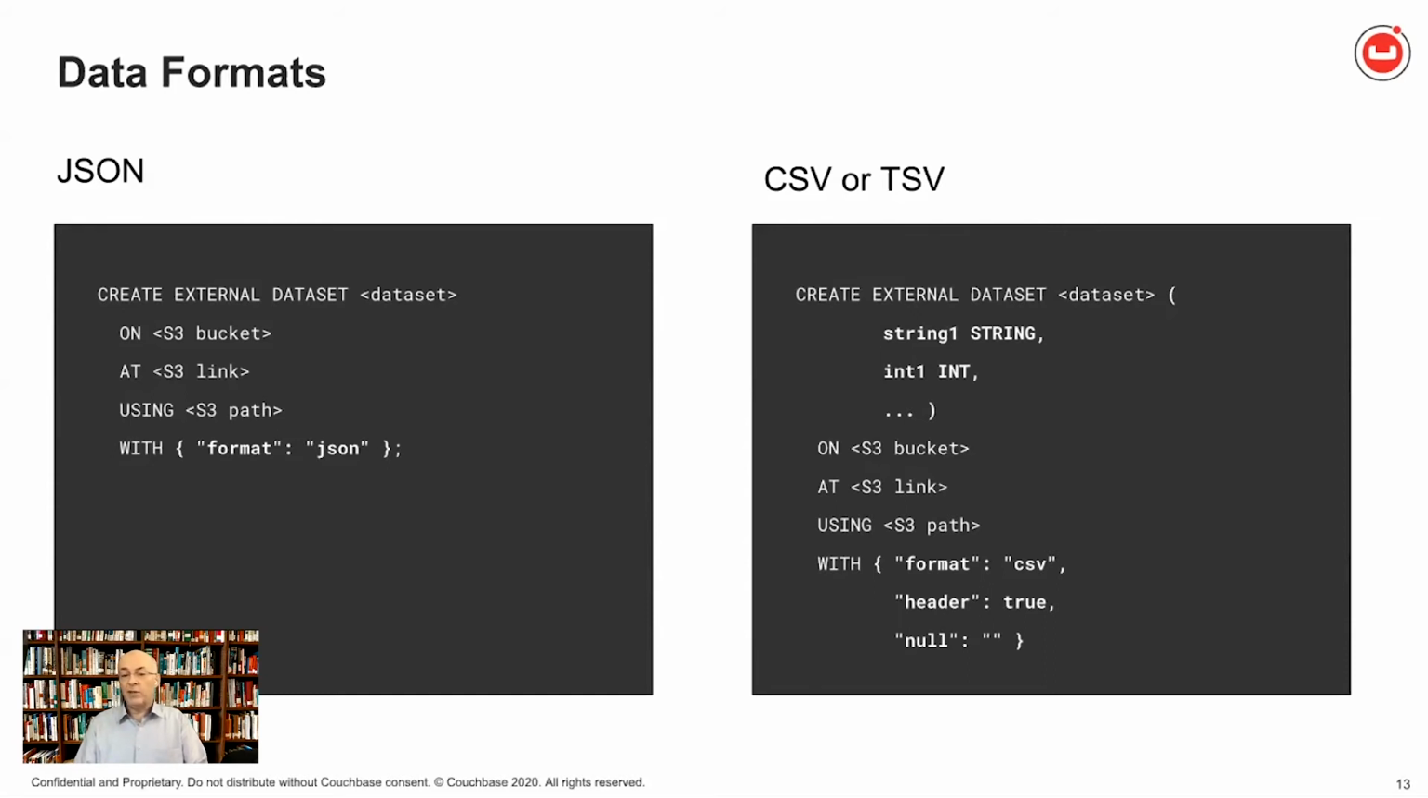Again, we specify the S3 bucket. We specify how we connect to the S3 bucket using the S3 link. And then we can have a path, and we see a few of the parameters that I've just mentioned, because CSV and TSV can be parameterized in ways that are usually accepted in the industry. So we're just going with the flow there.